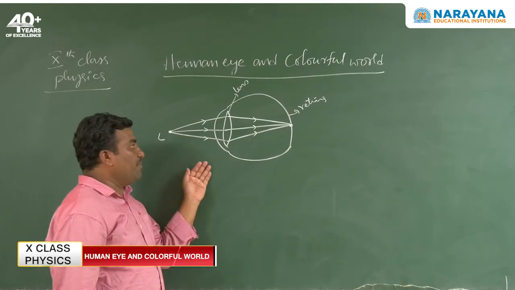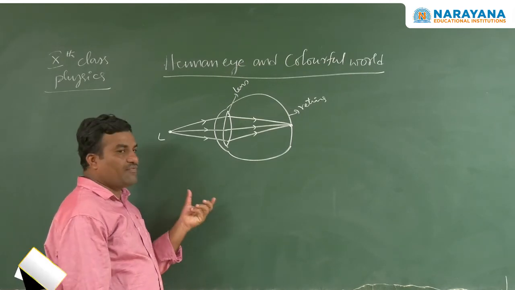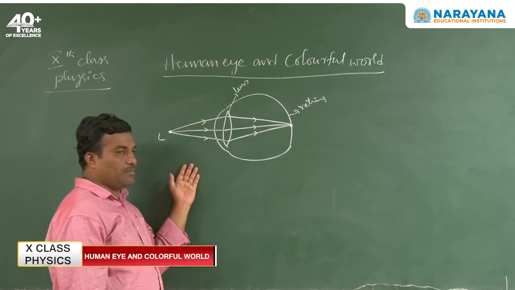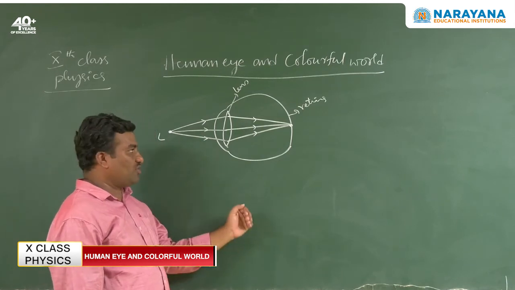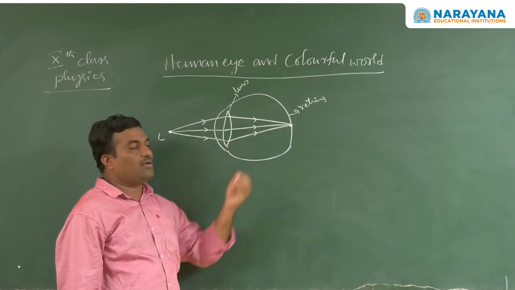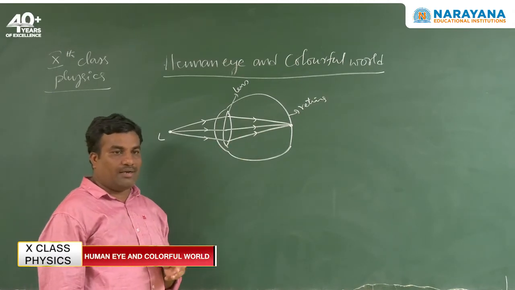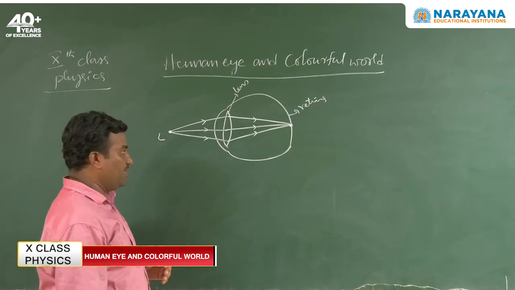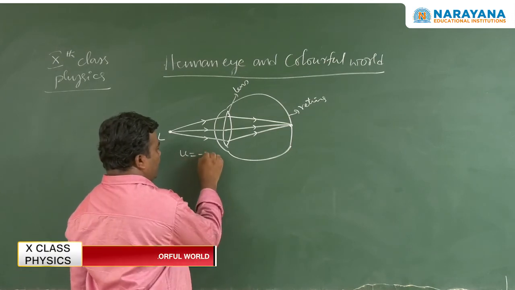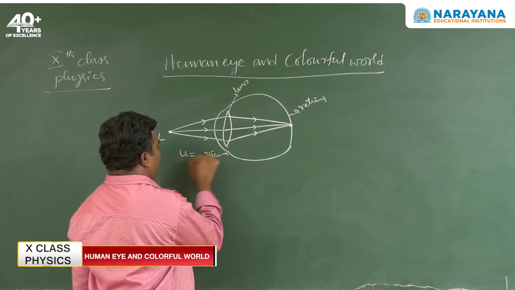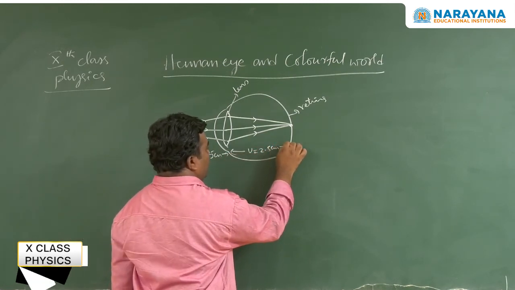Close object means minimum distance. The least distance of distinct vision of the human eye is 25 centimeter. On that position the object is placed, so the light rays fall on the eye lens. After refraction we are getting the point image on the retina. This lens always gives real, inverted and diminished images. Now we take u equal to 25 centimeter. Here the image distance is fixed, 2.5 centimeter.